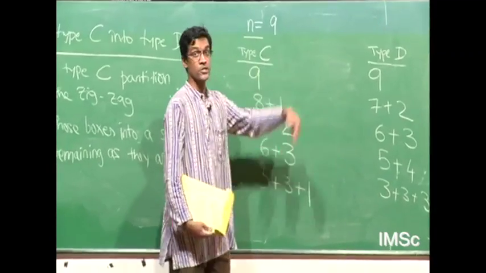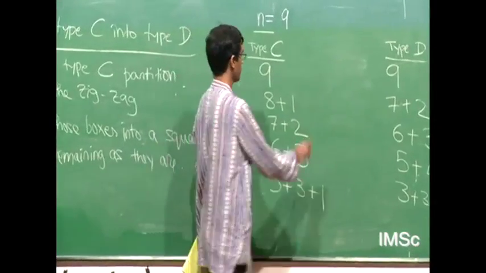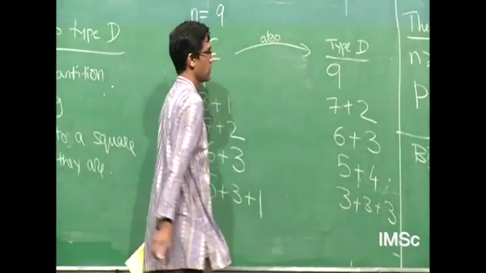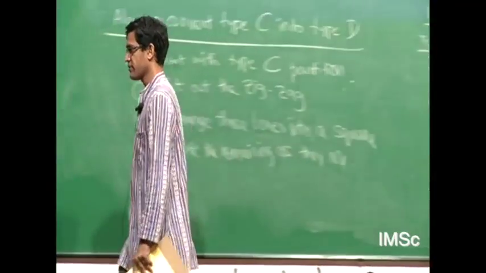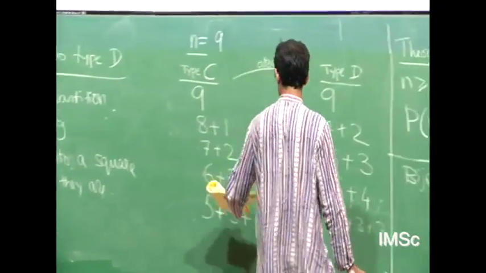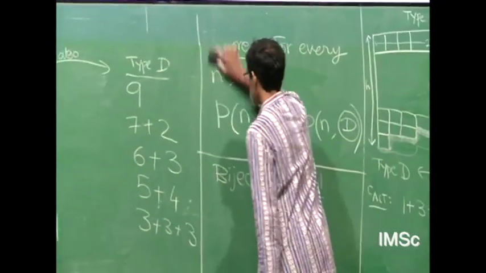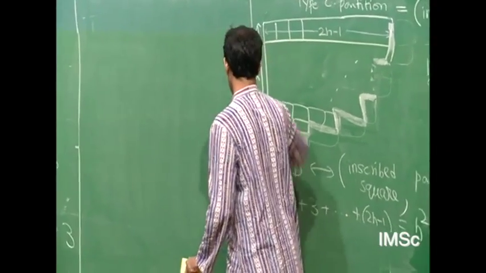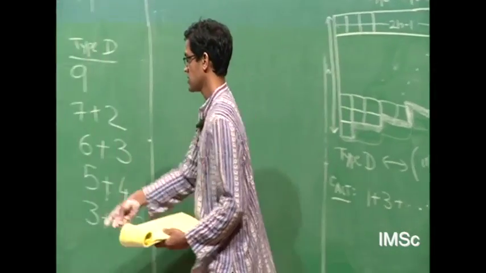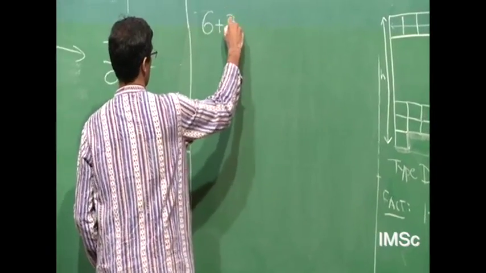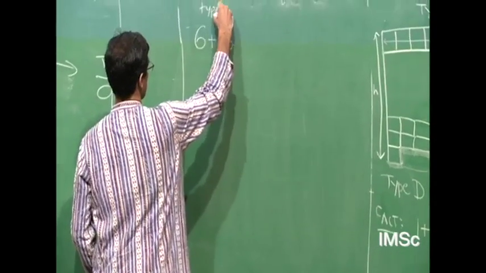Let's see what these become under this operation. Let's perform the algorithm to convert type C into type D. Let's do it one by one. There are only 5 of them, so let's take something which might be interesting. Let's say 6 plus 3. I'll start with 6 plus 3 and see how to convert it. That's a type C partition, right?